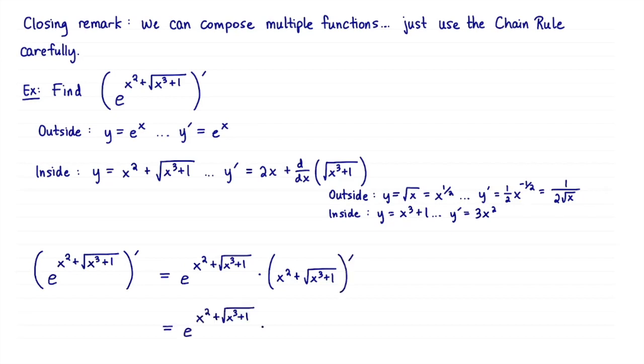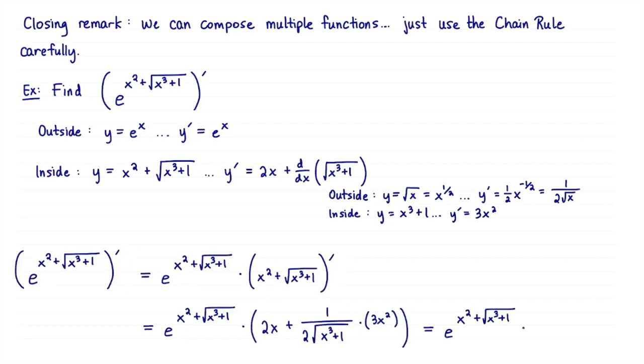But now to take that derivative, I'm going to do the chain rule again. So the derivative of that inside function is 2x plus the derivative of the outside, so 1 over twice the square root of the input, where the input is x cubed plus 1. And then times the derivative of the innermost function, so the derivative there would be 3x squared. And now you can just simplify as much as you like.